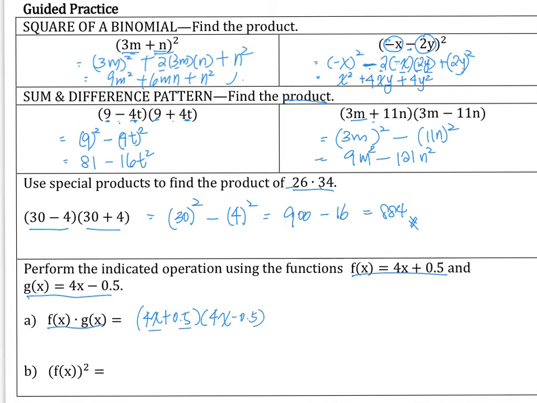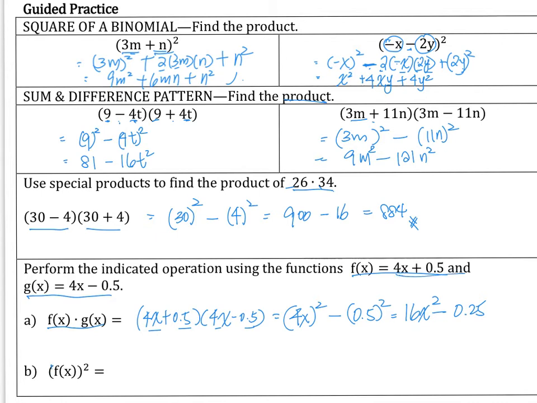Because they have the same terms, we can go ahead and use the sum and difference pattern, and that would be 4x squared minus 0.5 squared, and this will make 16x squared minus 0.25, and that's it.